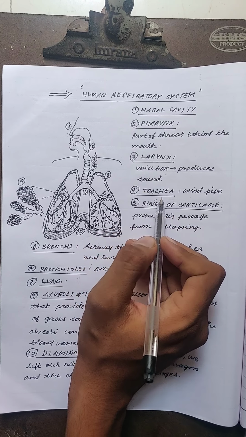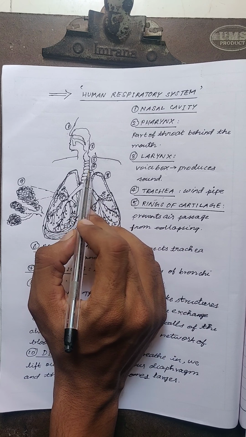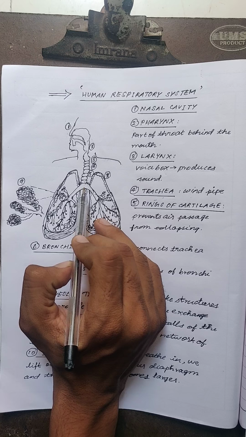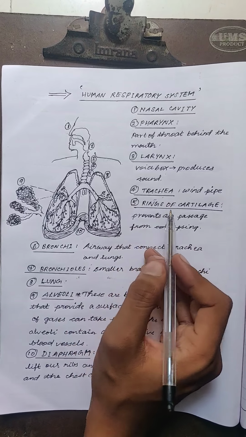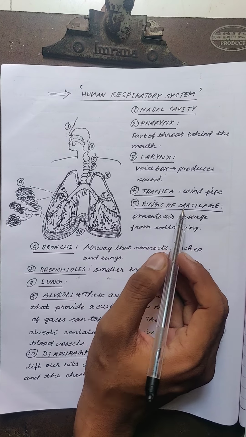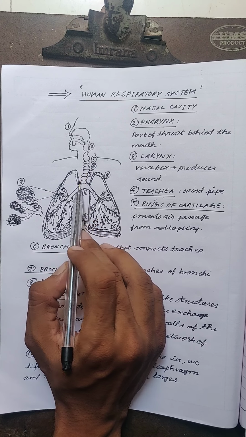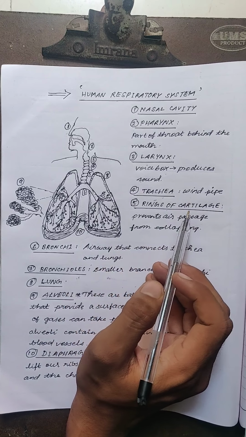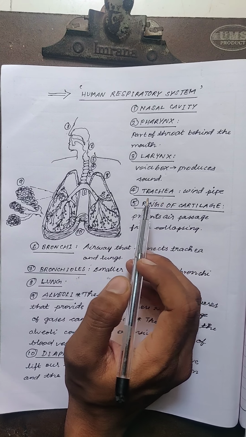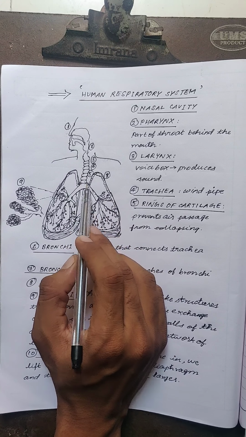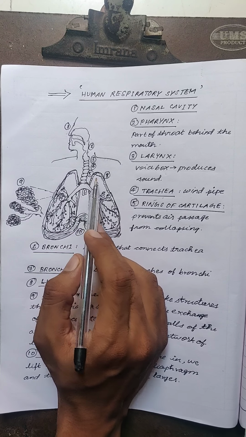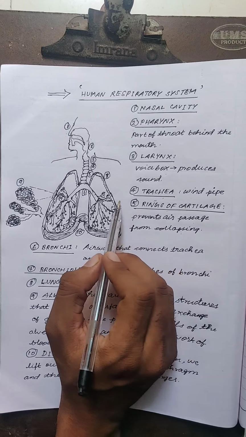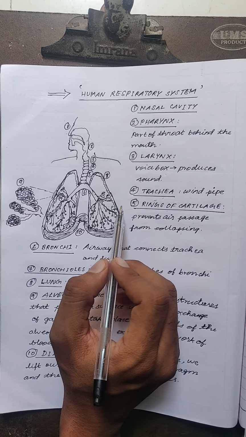The fourth part is the trachea. The trachea is the windpipe that takes the air that we inhale through the bronchi to the lungs. Next is rings of cartilage. Rings of cartilage are these tiny ring-like structures made up of soft bone. We already studied that cartilage is soft bone in class 9, in the chapter Tissues, right? These soft bones protect the windpipe from collapse, that is, they prevent the air passage from collapsing. So that is a very, very important part present in the respiratory system.